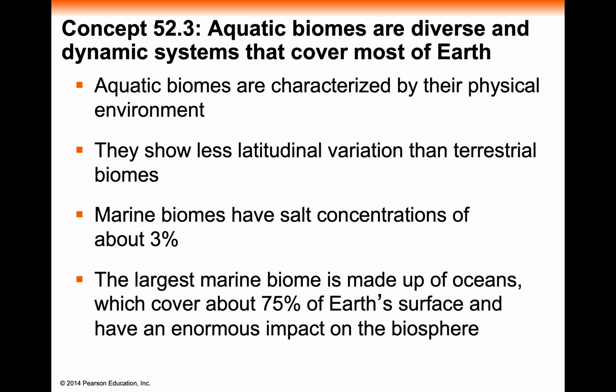Aquatic biomes are characterized by their physical environment, basically minerals in the water and such. They show less latitudinal variation than terrestrial biomes. So, in other words, I talked about how you start with rainforest in the tropics, and you move north and you have grasslands, and then you move north. And you don't see that as much with the aquatic ones. It really has to do with proximity to land and access to nutrients.